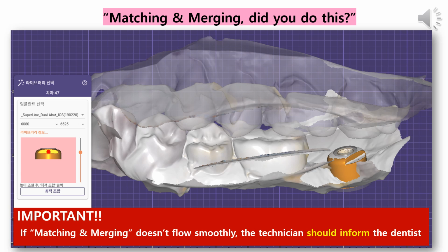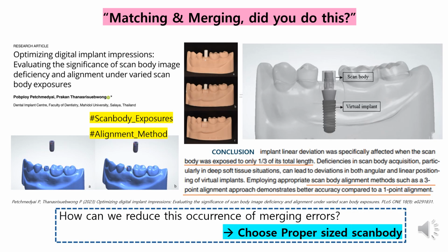A vertical error of up to half of the scan body's D-cut depth can occur. It could be up to 0.4 millimeters. However, usually, if the matching does not fit to this level, the dental technician would definitely consult with the dentist, if he is normal. Therefore, it is unlikely that this is the cause. The next suspect is the matching and merging process.